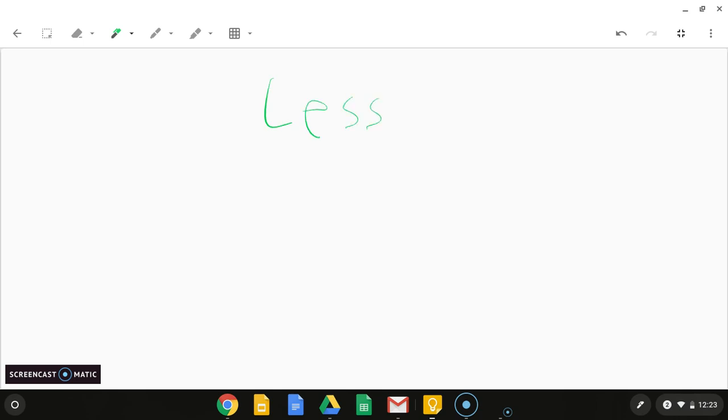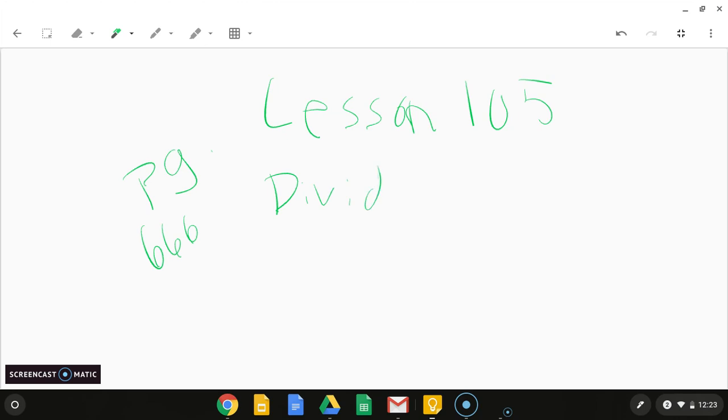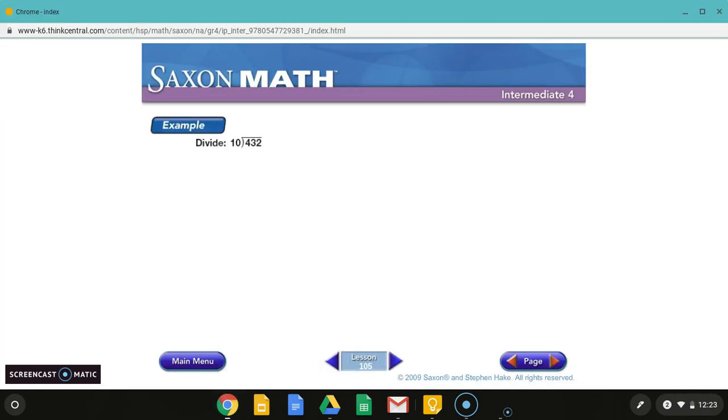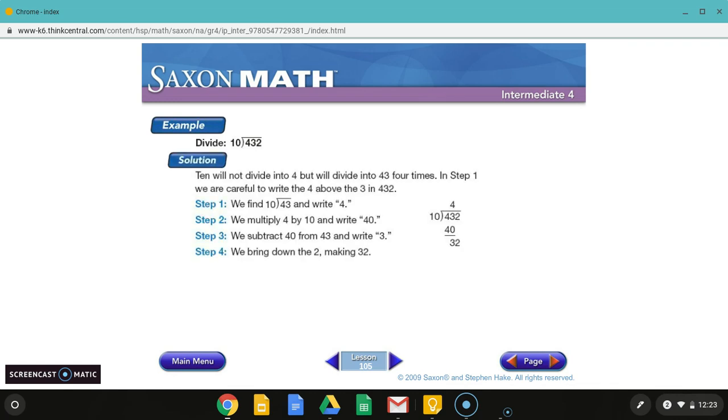So we are on lesson 105. This is on page 666. And the title is just dividing by 10. Okay, so our example, I'm going to show you the example and how they do it, and then we'll work through this example together and some other examples as well.